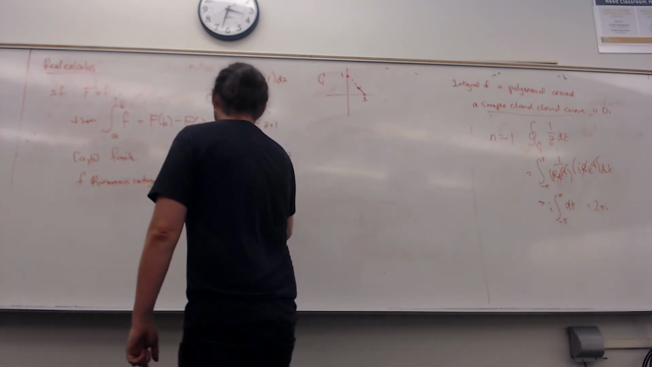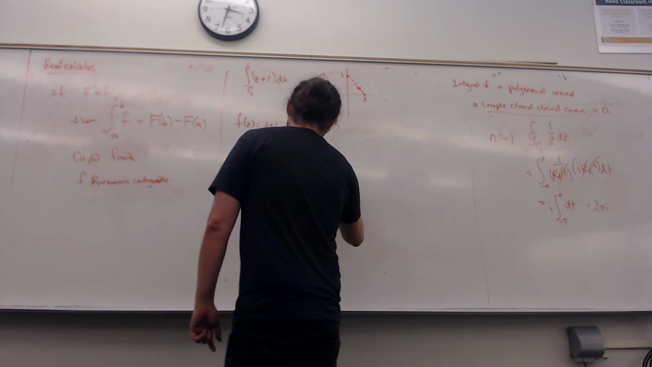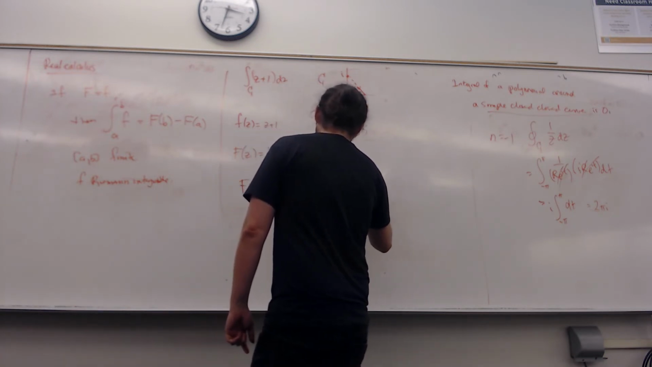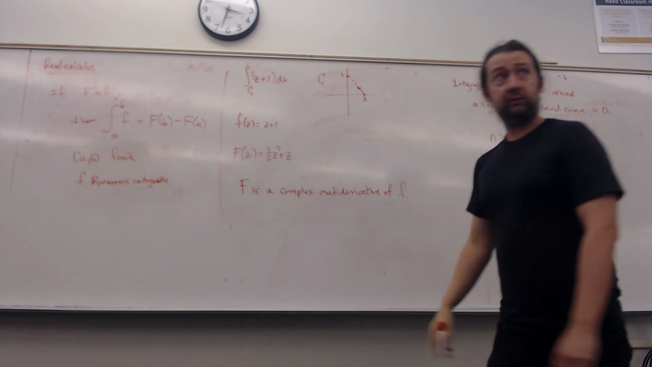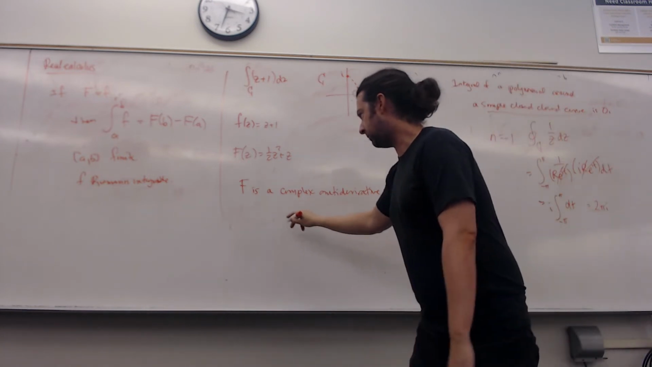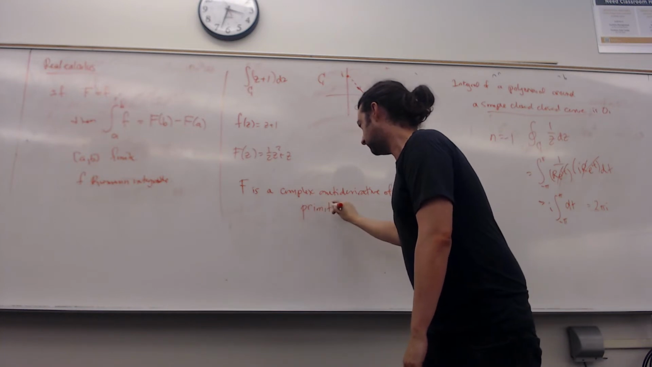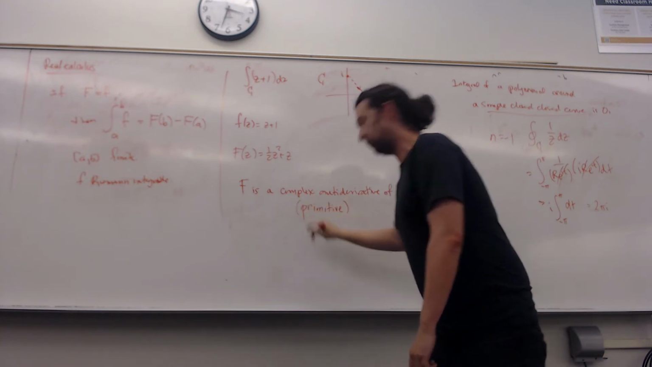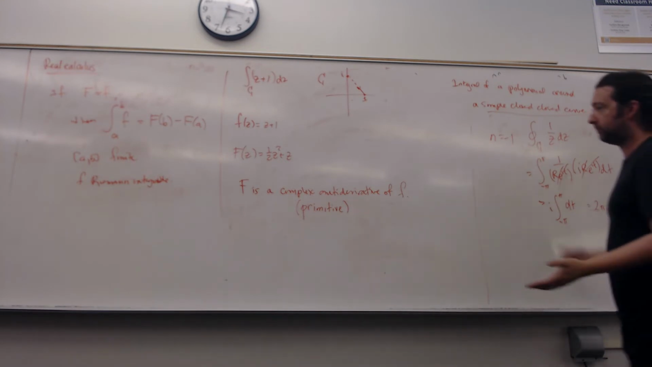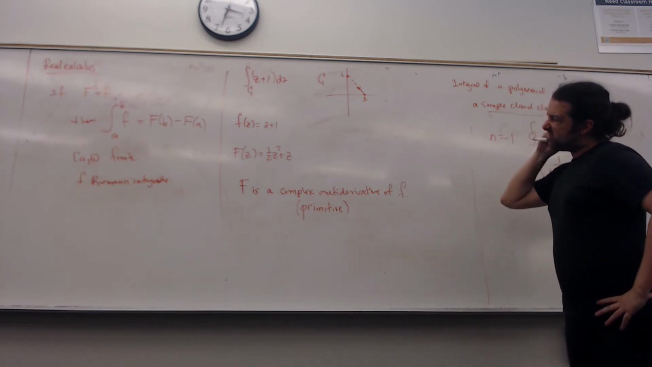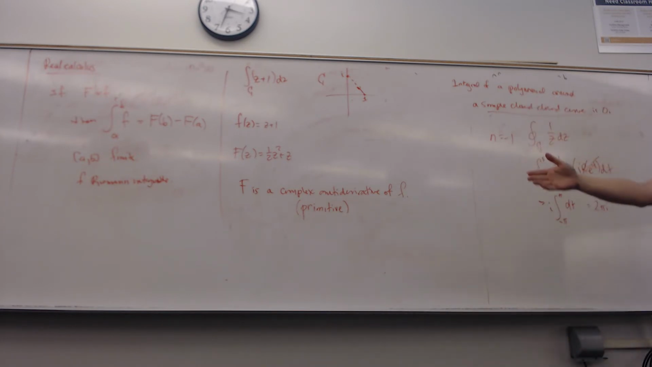F is an antiderivative of little f. F is a complex antiderivative of little f. Another word for complex antiderivative that you might see is a primitive. So Johnson uses that word occasionally, but what he means is antiderivative. Okay? And so maybe there are conditions on which we can say that the same rule applies, right?